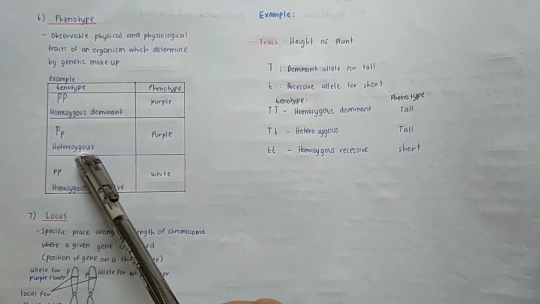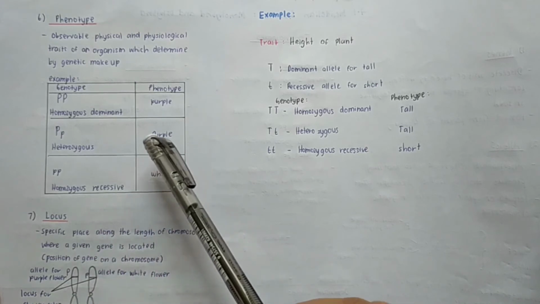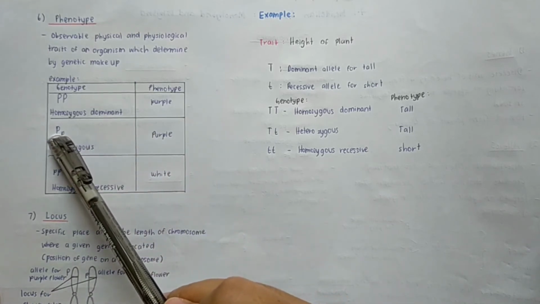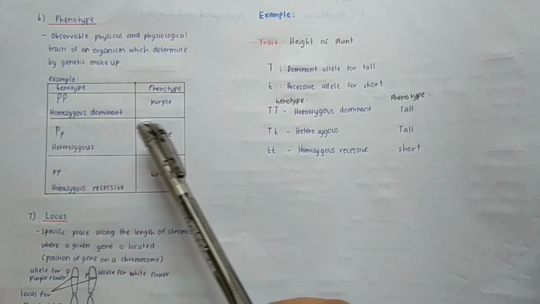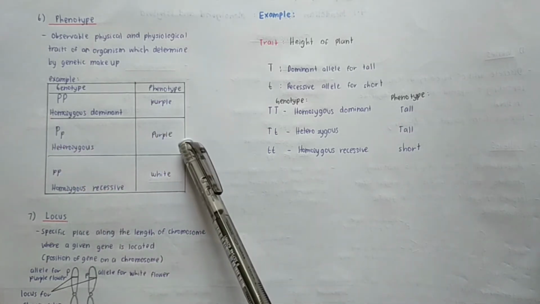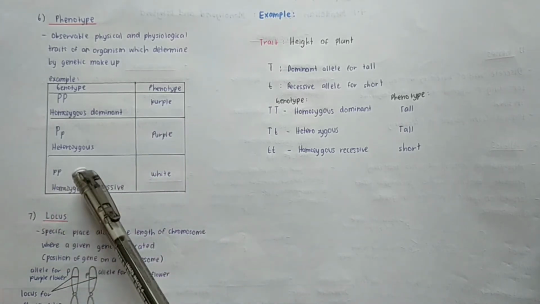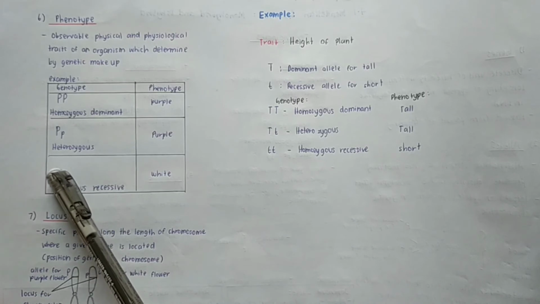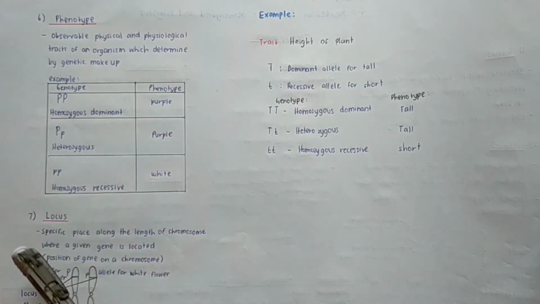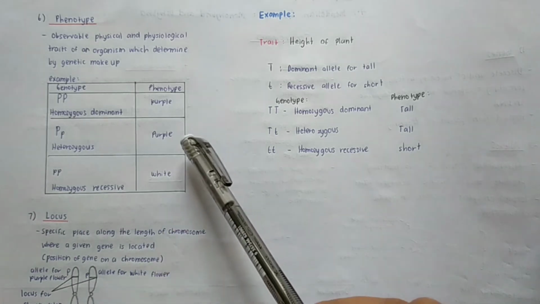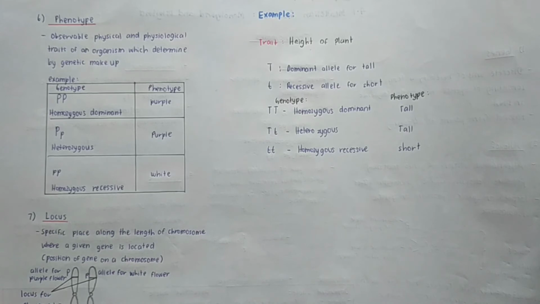The other one, heterozygous. Heterozygous also will show purple color. Because of what? Since the dominant allele P here is dominant over the recessive allele, that's why the color of the flower will be purple. And then the last one, homozygous recessive. Since dia ada dua allele recessive here, maksudnya P kecil P kecil, genotype dia akan jadi homozygous recessive. So the color of the flower will be white. So white color adalah recessive phenotype.